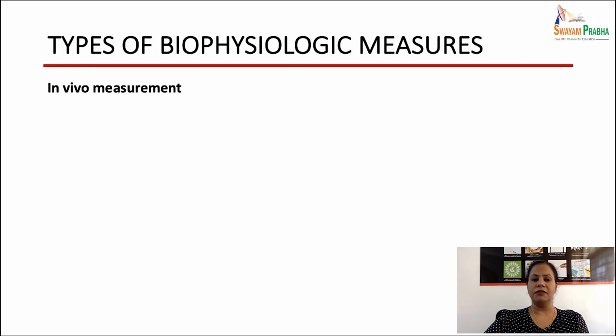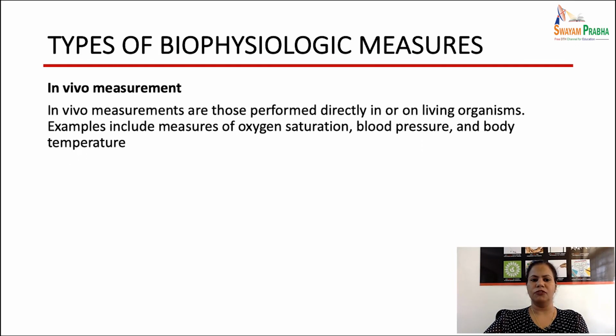First one is in vivo measurement. What is in vivo measurement? These are those which are performed directly in or on living organisms. For example, on our patients, we assess their blood pressure. Blood pressure can be assessed through non-invasive or invasive methods. We can assess oxygen saturation, body temperature, then spirometry, tidal volume. All these types of measurements are examples of in vivo measurements.